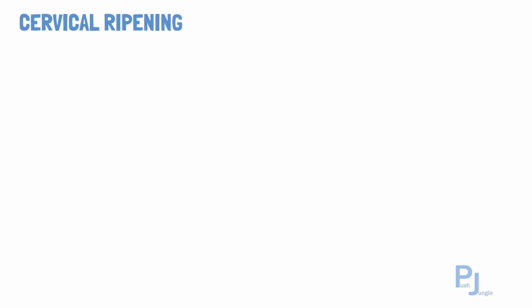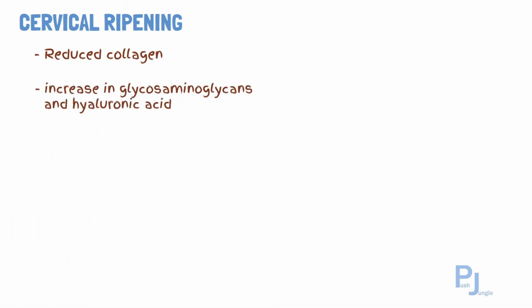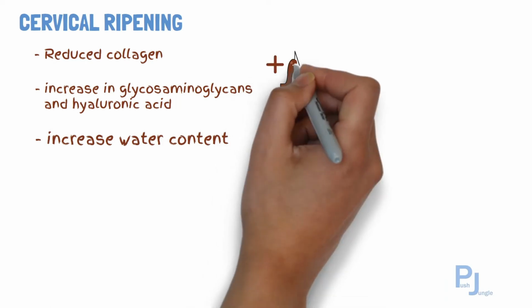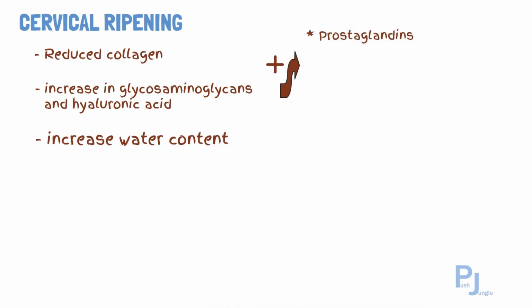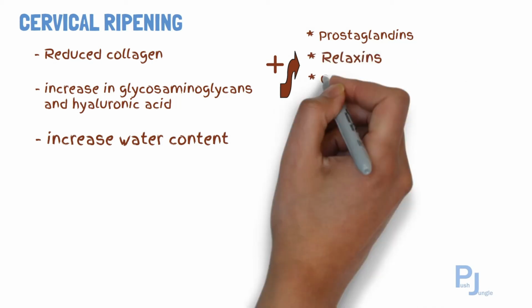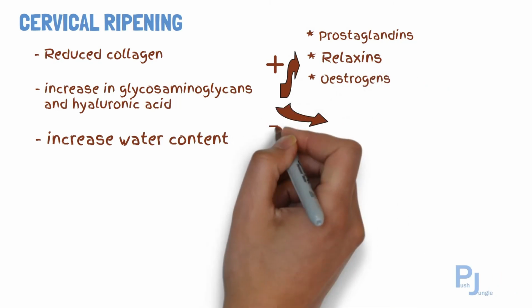Cervical ripening is due to reduced collagen content, making the cervix soft. It is also due to increase in the ground substance, that is the glycosaminoglycans, the hyaluronic acids, and the dermatan sulfate. So these things, they are hygroscopic, that is, they draw water to themselves. So this increases the water content of the cervix, therefore making it soft. And these processes are mediated by prostaglandins. So the prostaglandins will release metalloproteases. These metalloproteases will degrade the collagen fibers in the cervix, and also it is mediated by relaxins and estrogens, while all these processes are inhibited by progesterones.